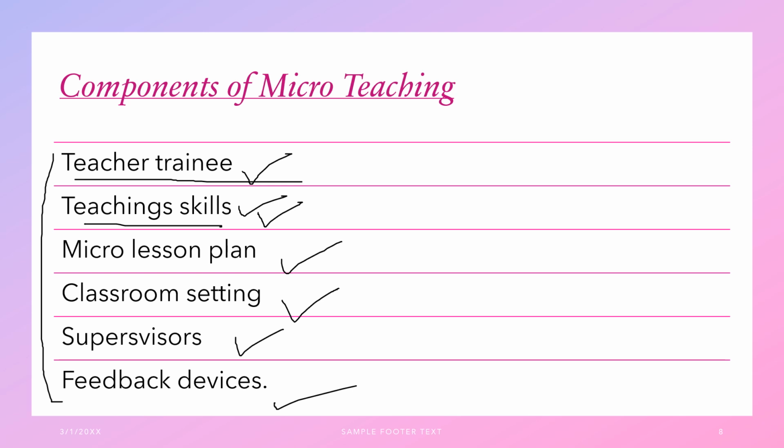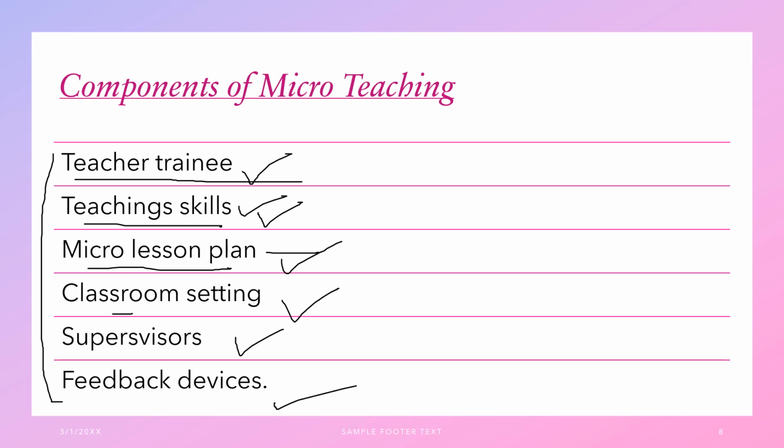Students are required to teach a small group of students for a short span of time. Now the third component is very important: micro lesson plan. Basically it is an essential ingredient of micro teaching. The teacher trainee prepares a short lesson after selecting a particular skill and content.